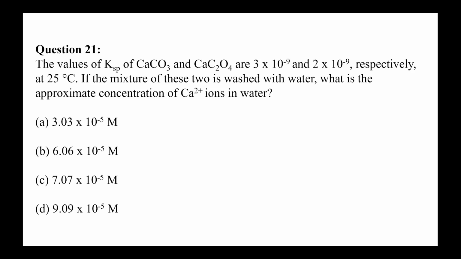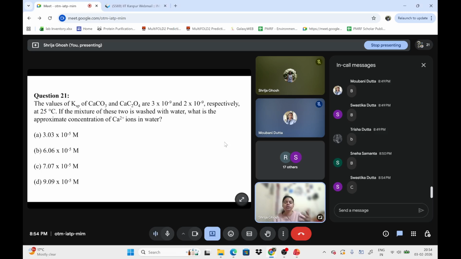So from the KSP of both the salts, you can actually calculate the individual solubilities of these two salts, and based on the solubilities, you can calculate the calcium ions from each salt and add them together to get the final concentration of calcium ion in water. We have solved for the solubility from solubility product. Here the same thing is given. Take your time and solve it.